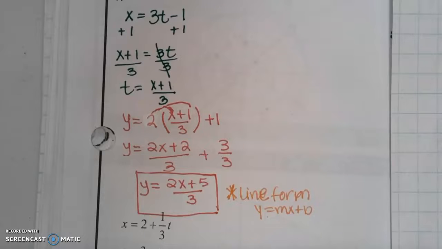And then this is in linear form. You could rewrite it as 2/3 x plus 5/3, and then you would recognize it as a line. You would graph it because it's in the form y equals mx plus b. Okay. Any questions on example number 1? Okay. Example number 2.